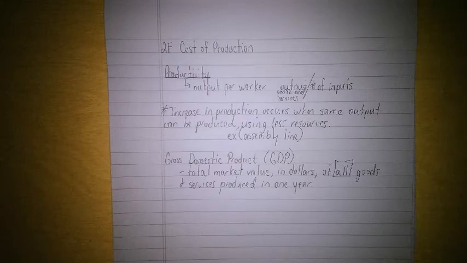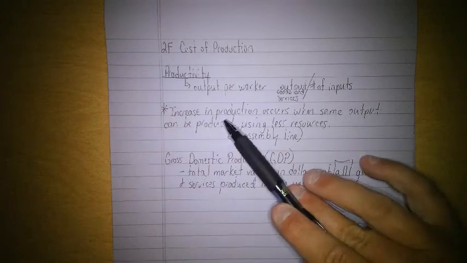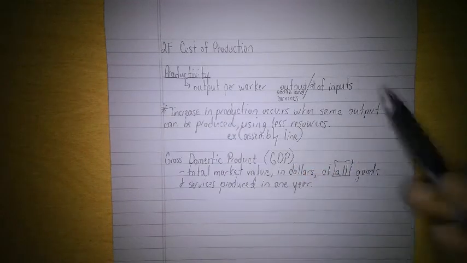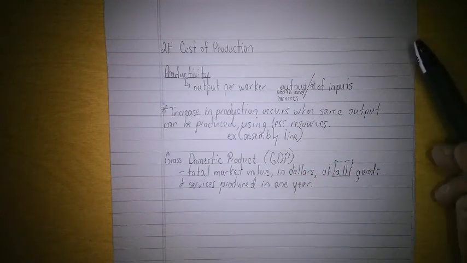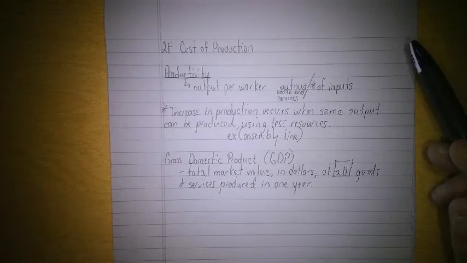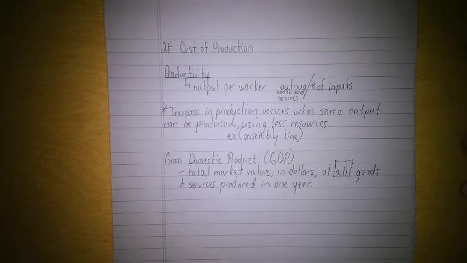So an increase in productivity occurs when the same output can be produced with fewer resources. And that's the part I need you to put down, okay? An increase in production occurs when the same output can be produced with fewer resources. And you can shorten that any way you want to, but I have it highlighted there. That's the part that's important, okay?